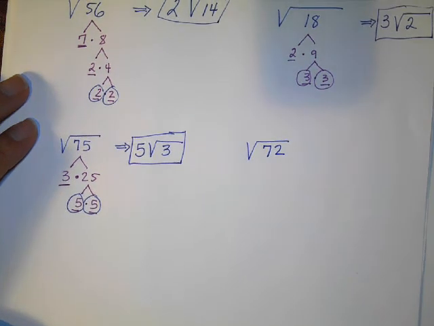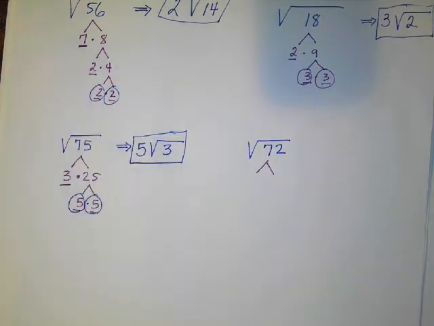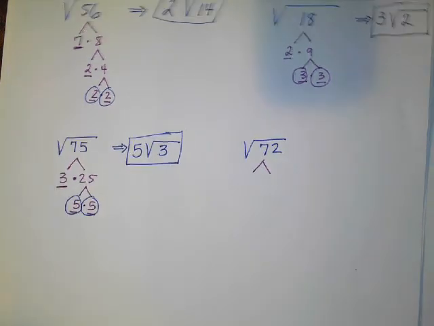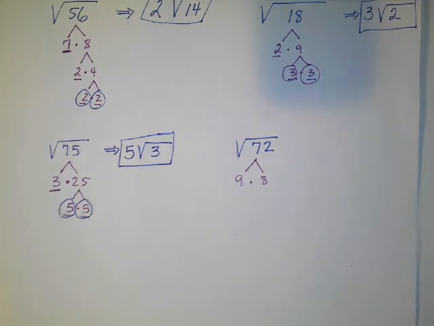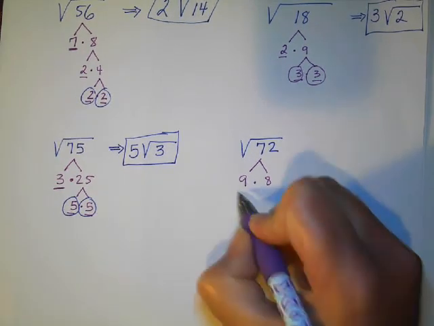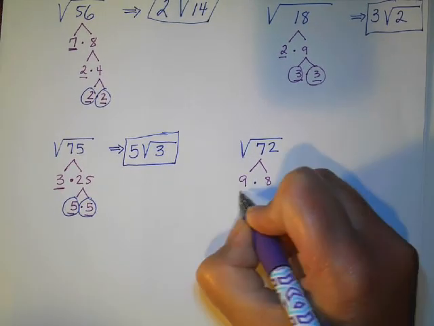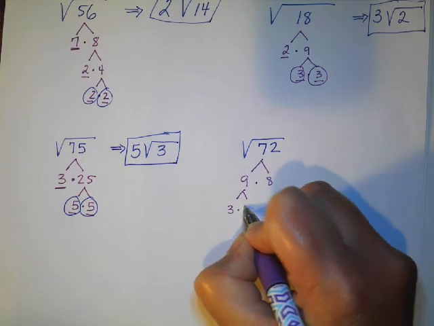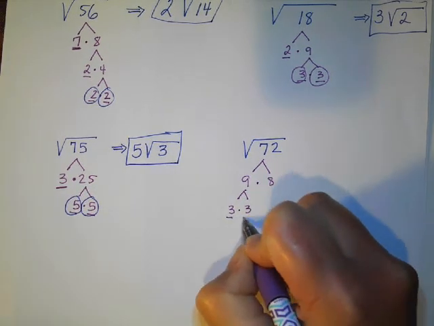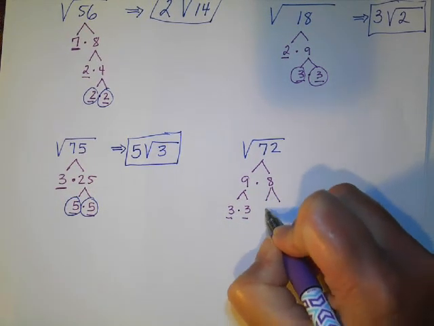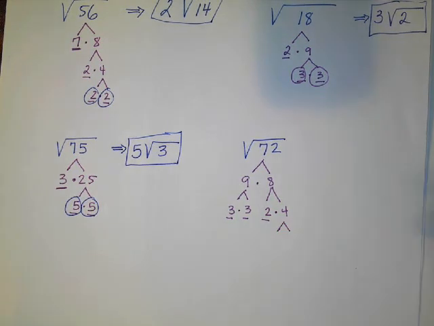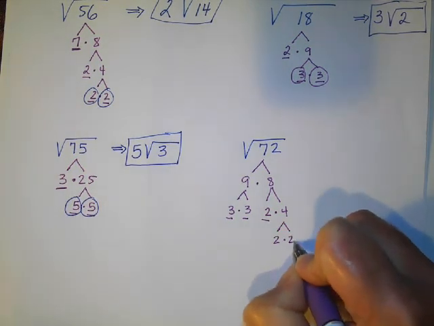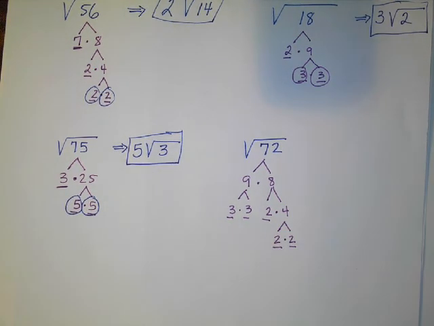Square root of 72. Okay, so again, start breaking it up. What times what makes 72? How about a 9 times an 8? Okay, well, I'm not going to underline either one of them because they're not prime numbers. 9 is a 3 times a 3. Okay, both of those are prime numbers. That 8 can break up into a 2 times a 4. That 2 is a prime number. 4 can break up into a 2 times a 2. Those are both prime numbers.